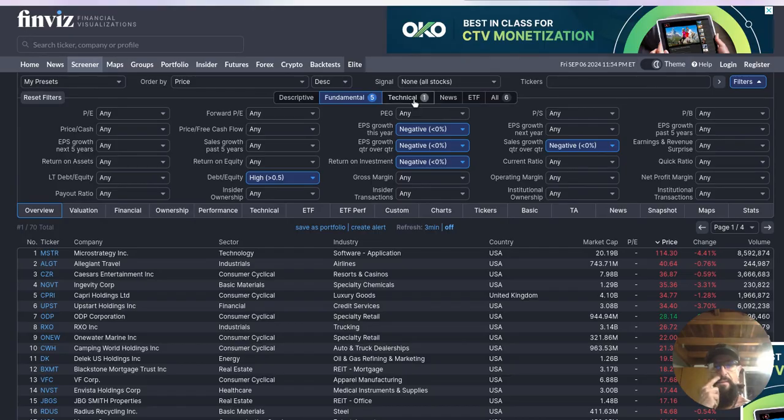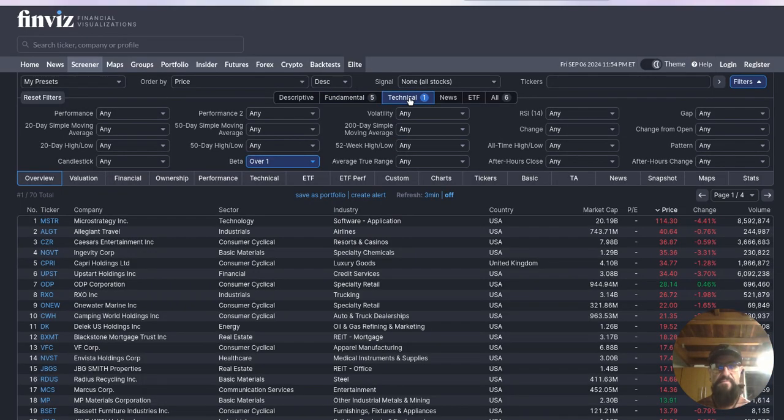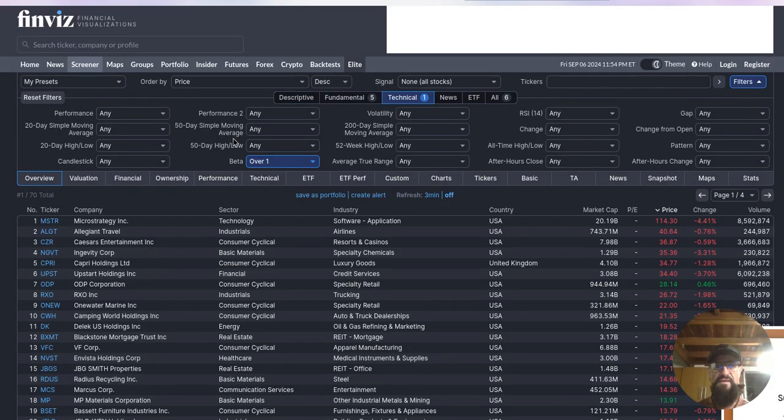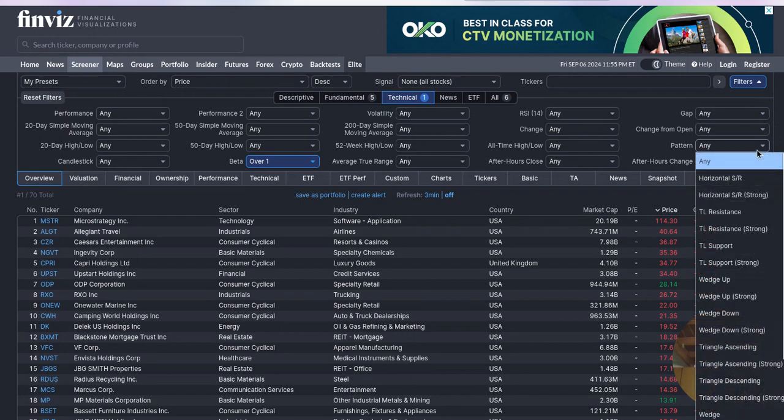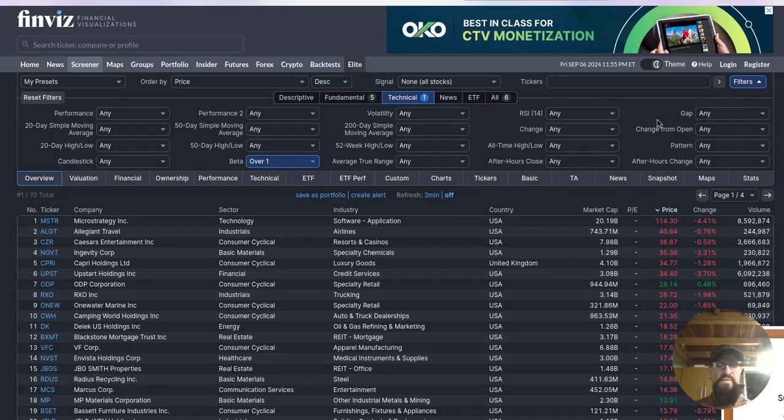And then the technicals, the 50-day moving average, 200-day moving average, all-time high, all-time low, the 52-week high, the 52-week low. You know what I'm saying, the pattern, whether it's a wedge, a triangle. Really, I believe this is the most complete stock screener. I use it to come up with companies to sell short.